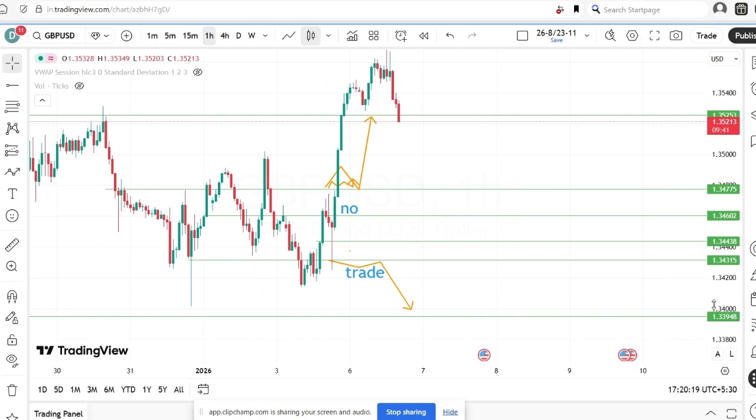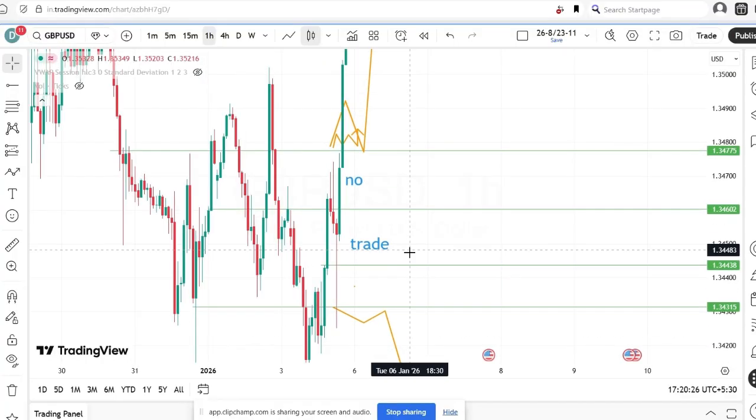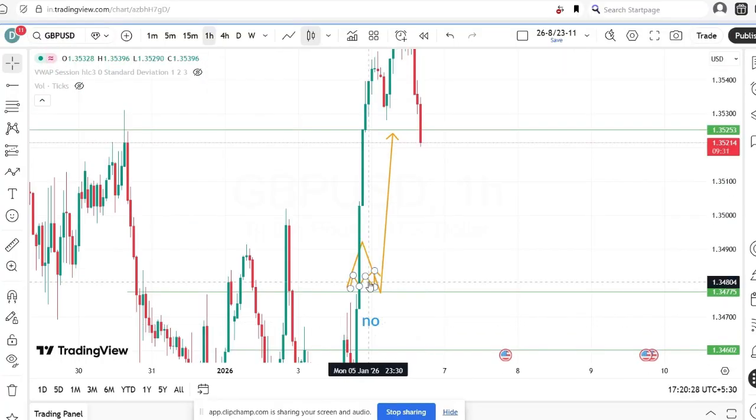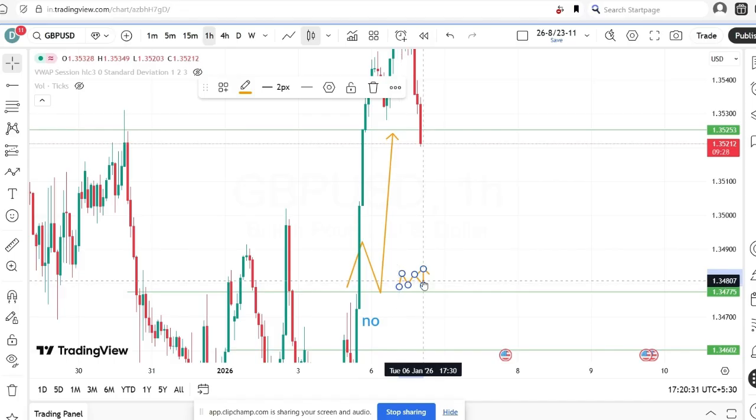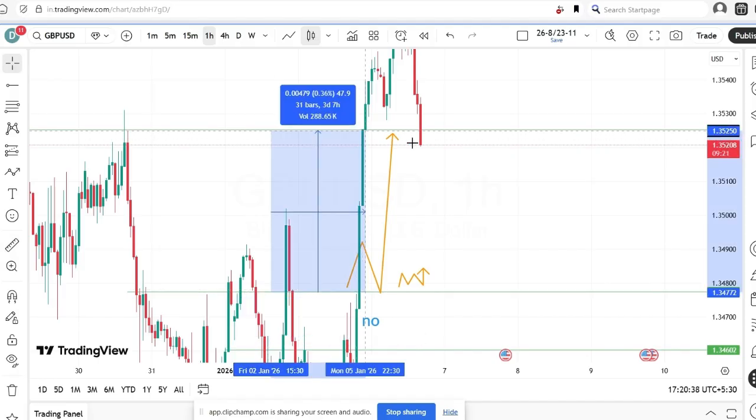Below this level we have to look for shorting opportunities. This whole area was a no trade zone from here till here. Below this level we have to look for shorting opportunities, and above this level we were expecting two types of possibility. First was that it will consolidate then give a breakout, or it can give a complete breakout. So it gave a complete breakout from here till here. Our target was also met, 47 pips.